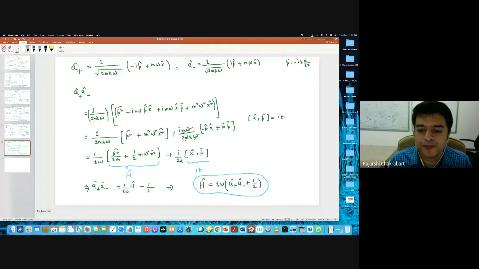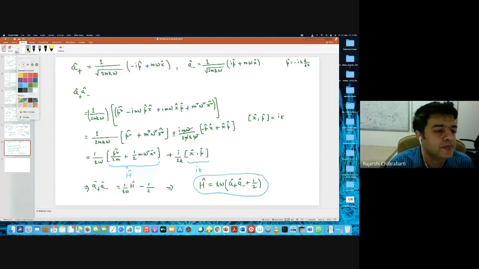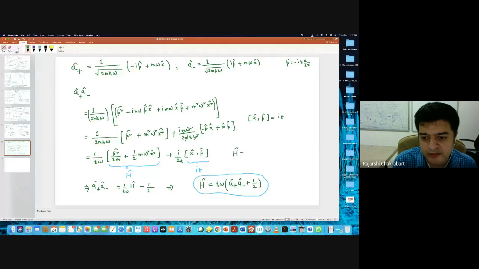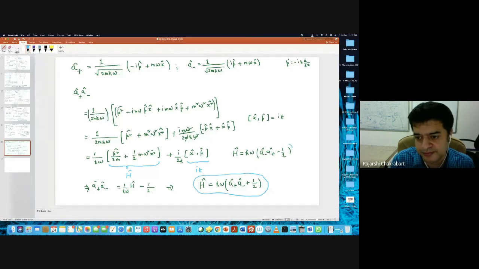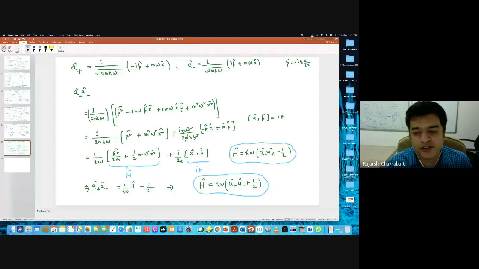But the order in which these operators operate is very important. So similarly, one can write H as h cross omega times A minus A plus minus half. You can check this yourself. One can also do that.